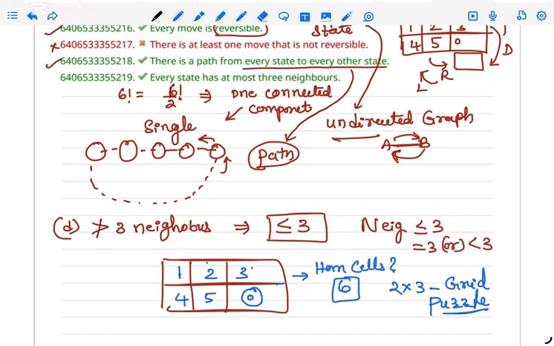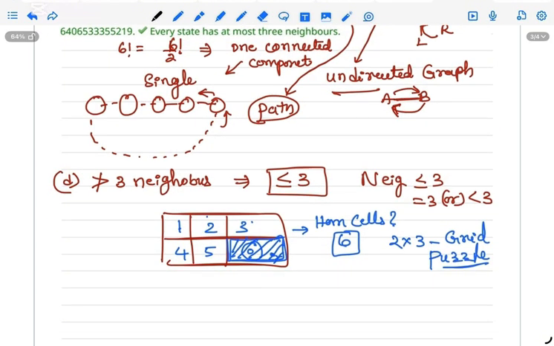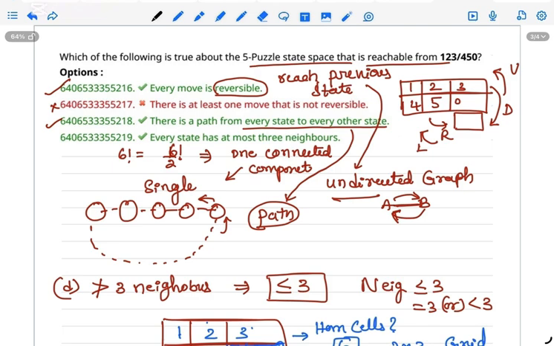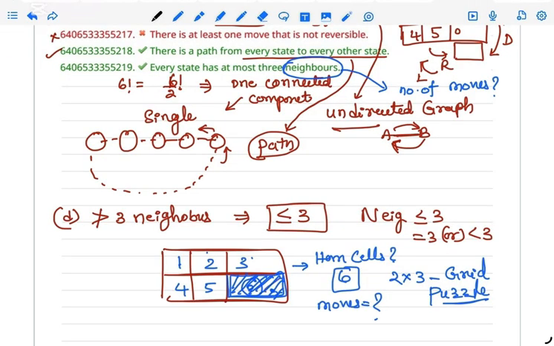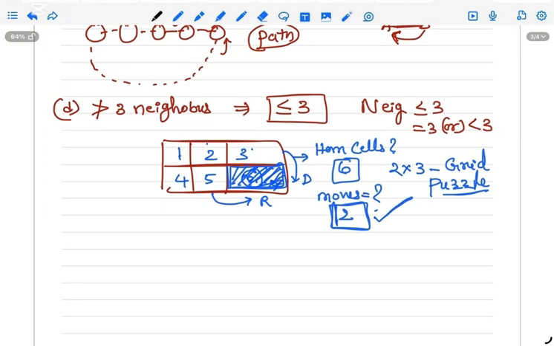So if the empty space is at the corner, how many moves does it have? Neighbors means the number of moves, or how many options to move. If the empty space is at the corner, 5 can move right and 3 can move down. That is 2 moves, right? 2 moves are possible.